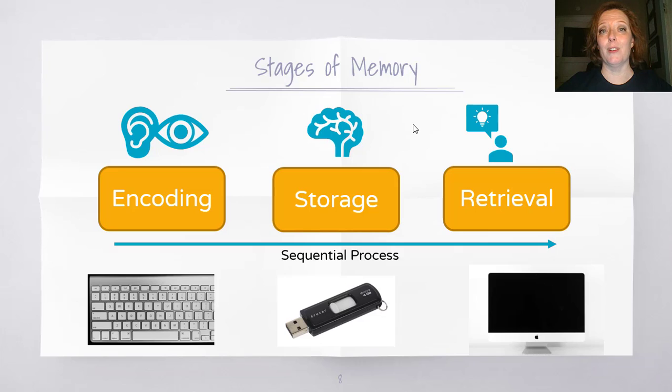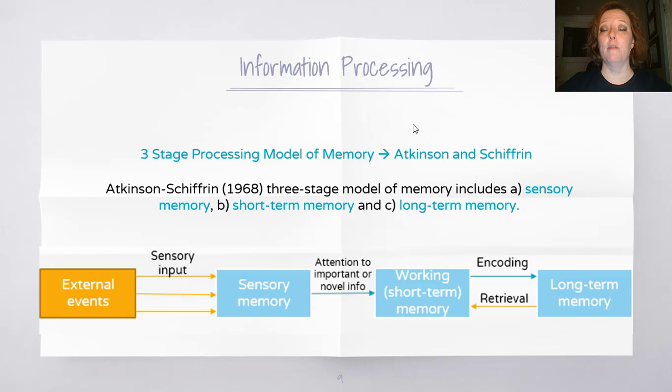A 3-stage processing model of memory was introduced back in 1968 from Atkinson and Shiffrin. This model is a 3-stage model that includes sensory memory, short-term memory, and long-term memory. So basically, here's how this goes. You have some type of an external event, and that event is going to input sensory information, which causes an immediate sensory memory. You are paying attention to it because it is either important or it's novel, it's new.